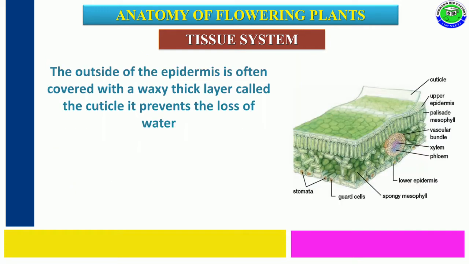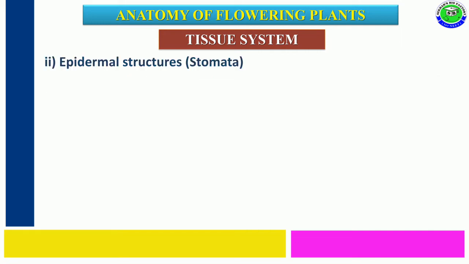Along with this, the outer side of the epidermis is covered with a waxy layer. It is called the cuticle layer. The main function of this cuticle layer is that it reduces water loss. But this cuticle is completely absent in root epidermis, and also in hydrophyte epidermis. The second part in the epidermal tissue system is the epidermal structures called stomata.